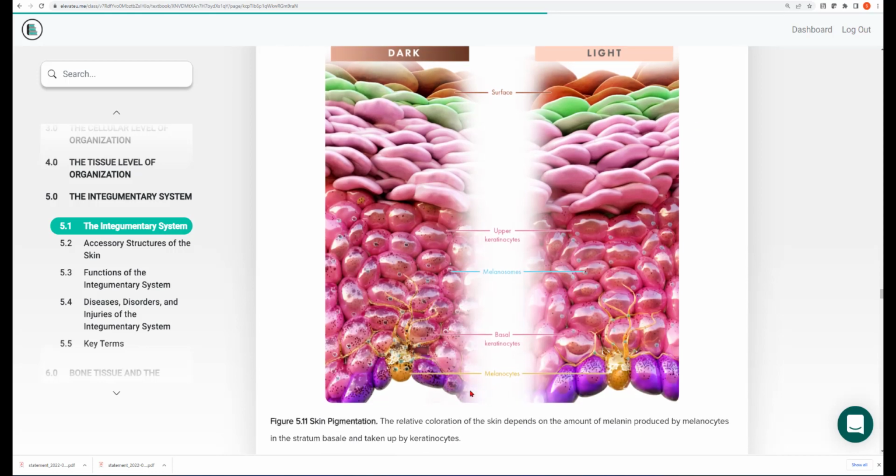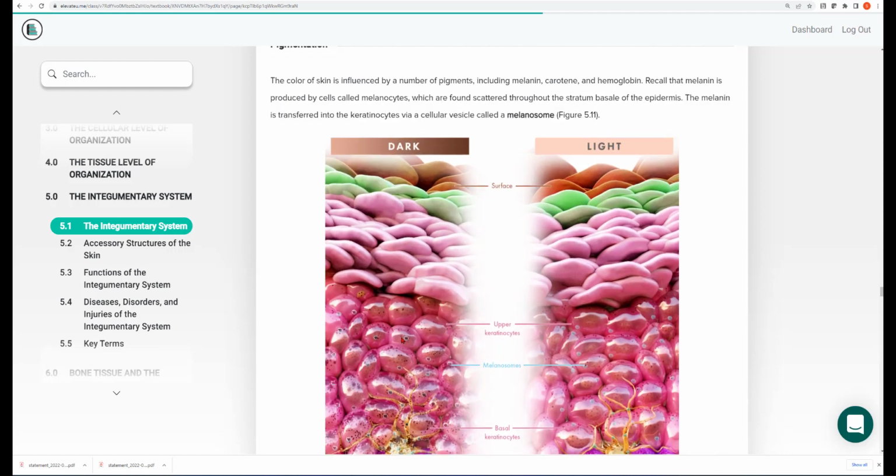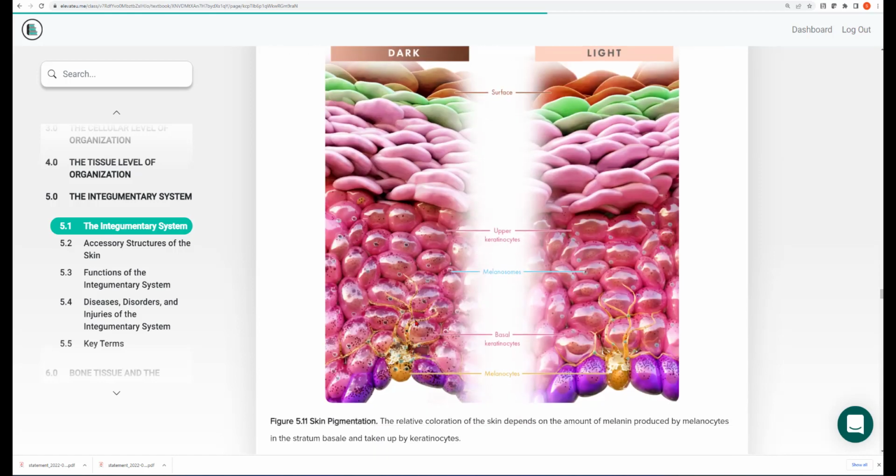So here again are the stratum basale cells, those basal cells. Here is a melanocyte, and the melanocyte is releasing little packets of color, right? These little melanosomes. So a some is a body-like structure, a little capsule, almost like a little vesicle filled with melanin. And those little capsules of melanin, as you can see, are being released, and they're carried with the cells up through the epidermis.